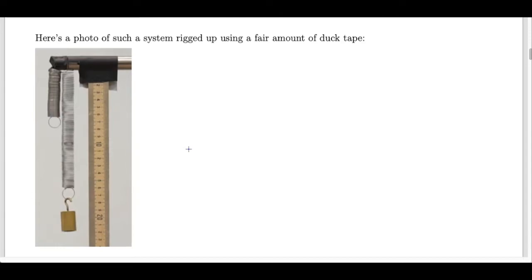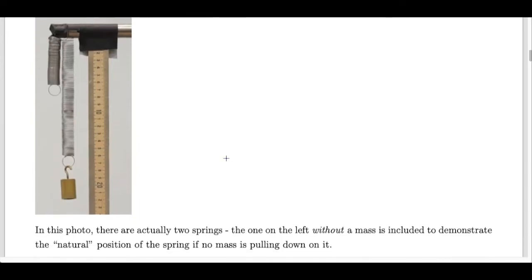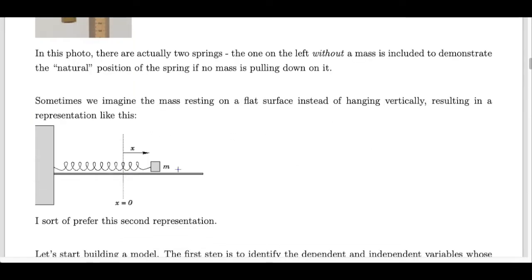Here's another picture where this time the mass is resting on a flat surface. From this perspective, I think of this solid support as being a wall or some fixed structure. And then the mass glides along the surface, oscillating back and forth as influenced by the force of the spring and some other properties that we'll try to model here.